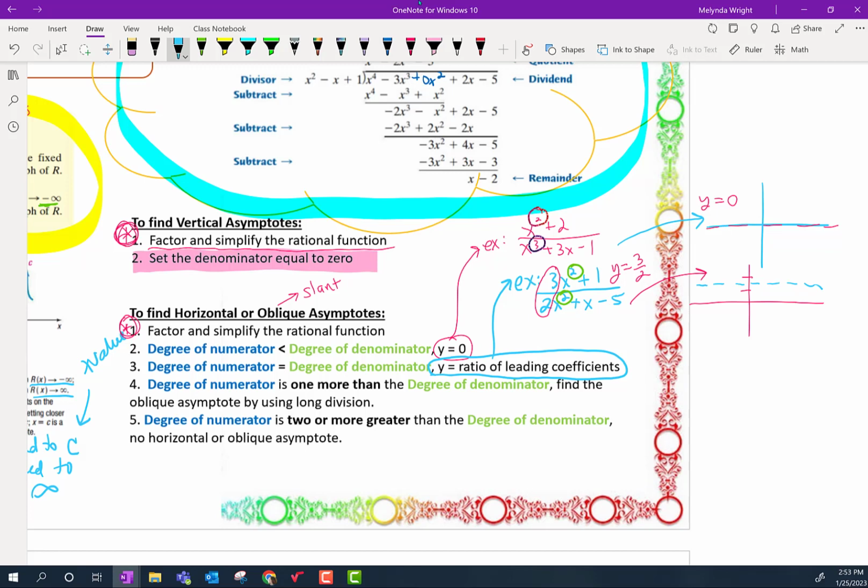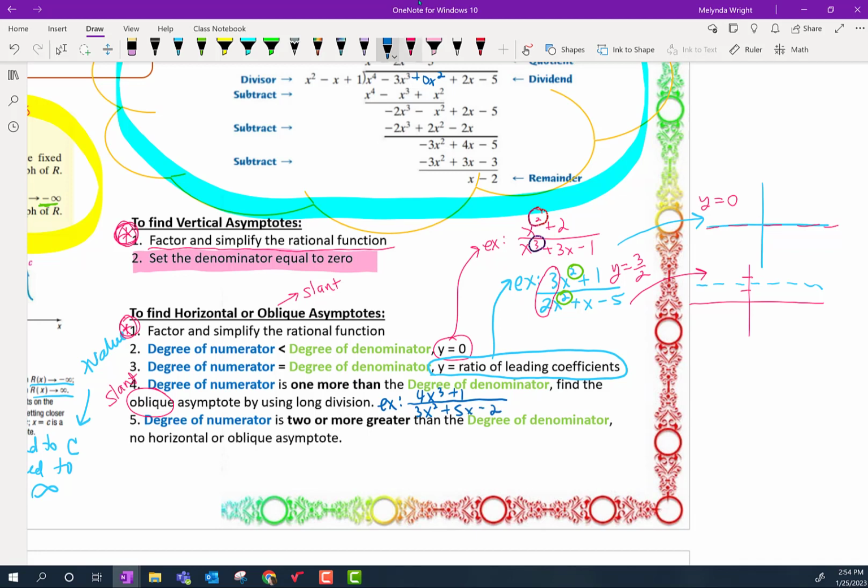Okay, number 4, this is another type. What if the degree of the numerator is just 1 more than the degree of the denominator? Then, if that's the case, we're going to get a slant asymptote. So let's look at an example of that. Let's say we've got like 4x cubed plus 1 over 3x squared plus 5x minus 2.